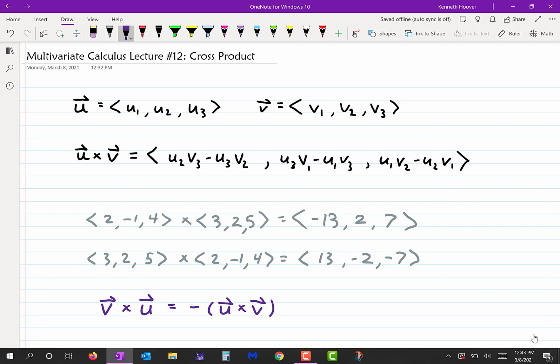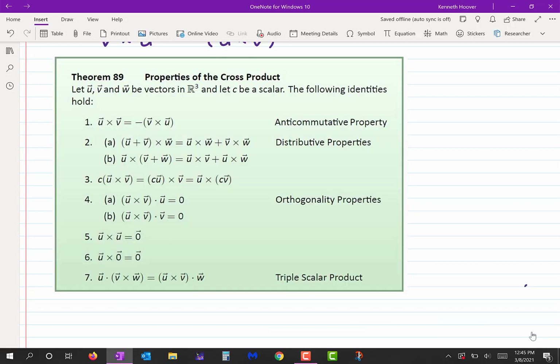By the way, that's an algebraic property of cross product. And that property is called anti-commutativity. Remember how if you can swap the order, it's called the commutative property. If swapping the order changes the sign, that's called the anti-commutative property. And what I'm going to do now is show you 7 algebraic properties of the cross product. Okay, here's Theorem 89 from the book.